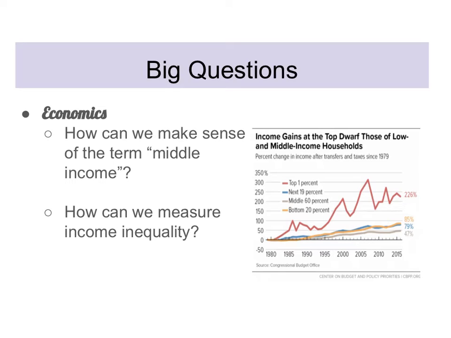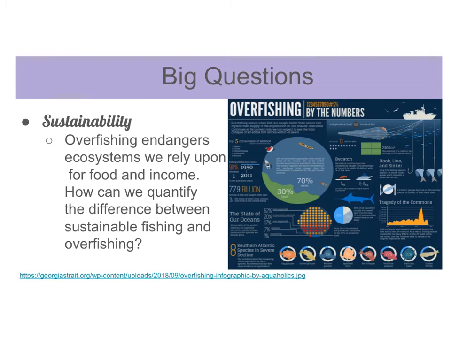In economics, for instance, we'll ask, how can we make sense of the term middle income? What does that mean? How can we measure income inequality? We look at the growth of populations, and in particular, we'll look at fish populations. Overfishing endangers ecosystems we rely on for food and income. How can we quantify the difference between sustainable fishing and overfishing?